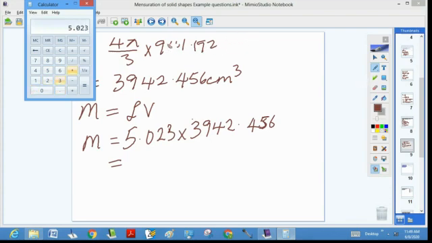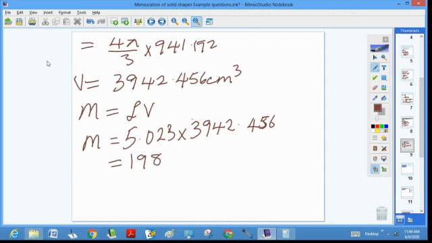5.023 times 3,942.456 gives us around 19,802.956. So this is in grams.